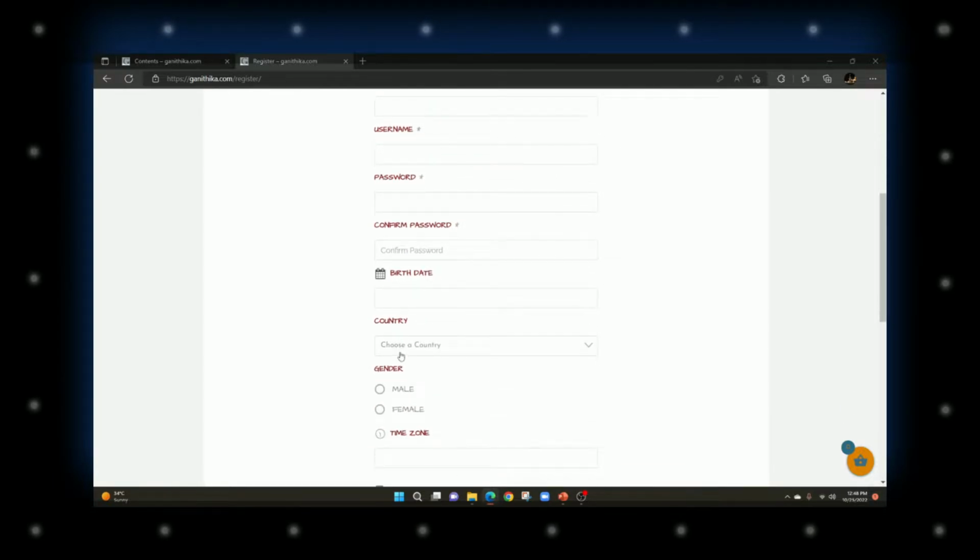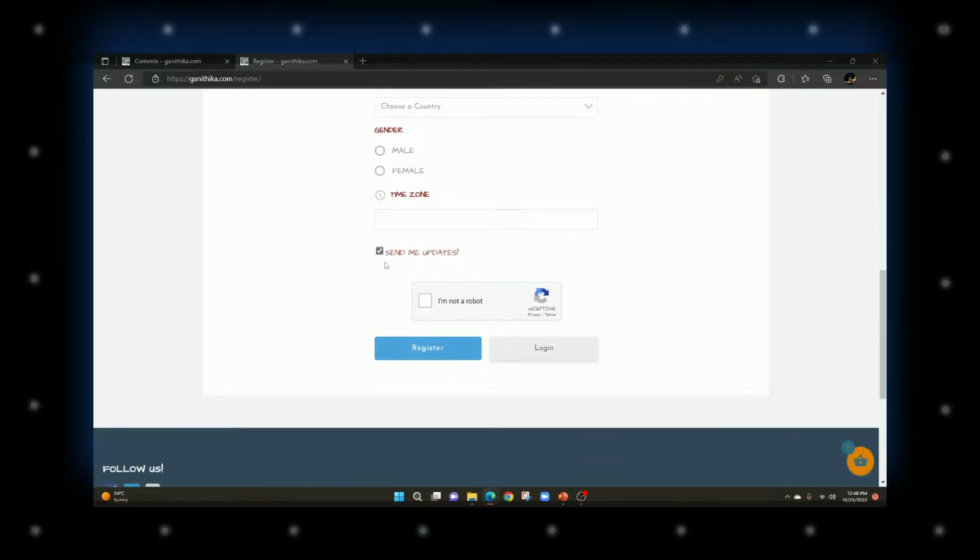If you want to give them, you can give them here, but you need to click on this send me updates, because you will be getting updates as and when I add a chapter to this website. And click on this I'm not a robot and register. Once you register, you can log in with your username and password.